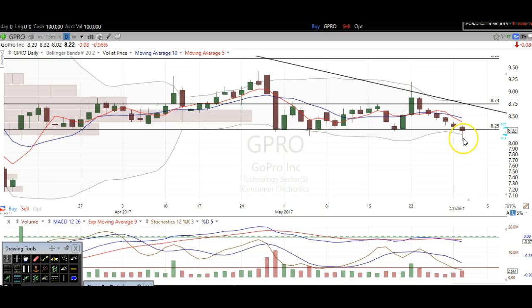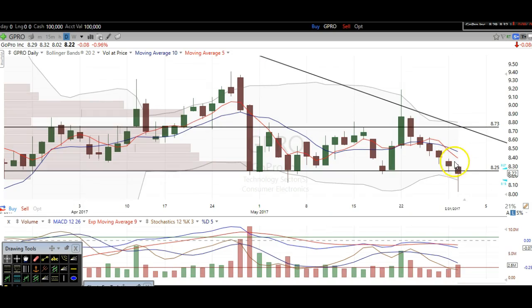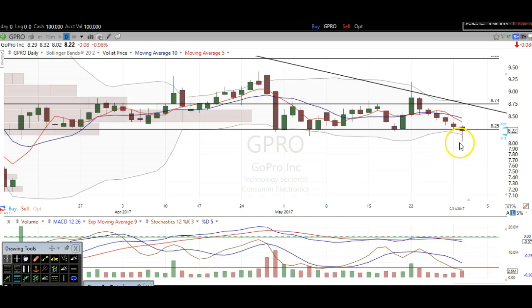So we'll see what happens, but you have the levels here, the highs of the day today, and then if it breaks the lows of today, you can pretty much consider this stock in breakdown mode.